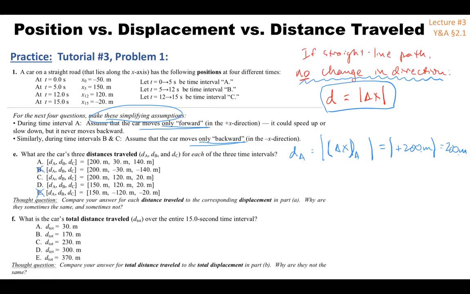Distance traveled always has to be positive. Again, you can't unwear the tires on your car, right? It doesn't matter whether your car is going forward or in reverse, it's always going to wear the rubber off the tires. So distance traveled is always positive. Okay.